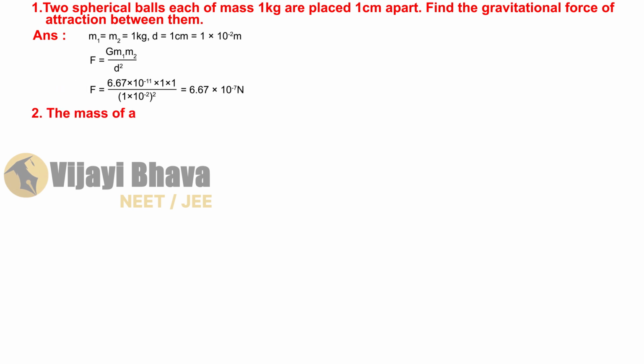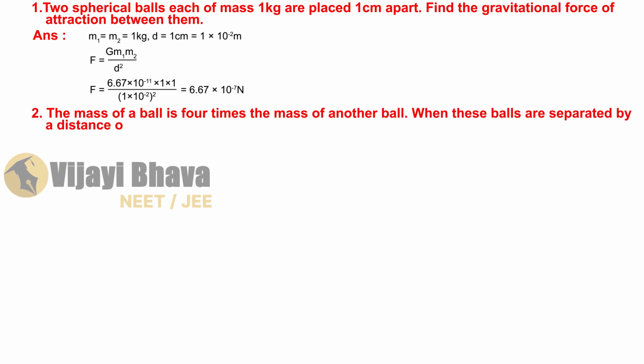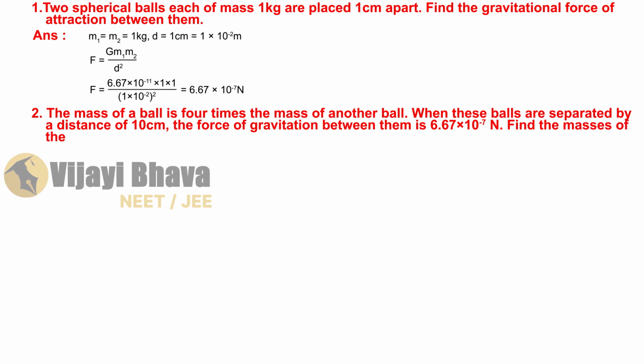The mass of a ball is 4 times the mass of another ball. When these balls are separated by a distance of 10 centimeter, the force of gravitation between them is 6.67 into 10 power minus 7 Newton. Find the masses of the two balls. The solution. So this is the given numerical. First, let us write the data given in the numerical. It is given that the force between the two balls F is equal to 6.67 into 10 power minus 7 Newton.